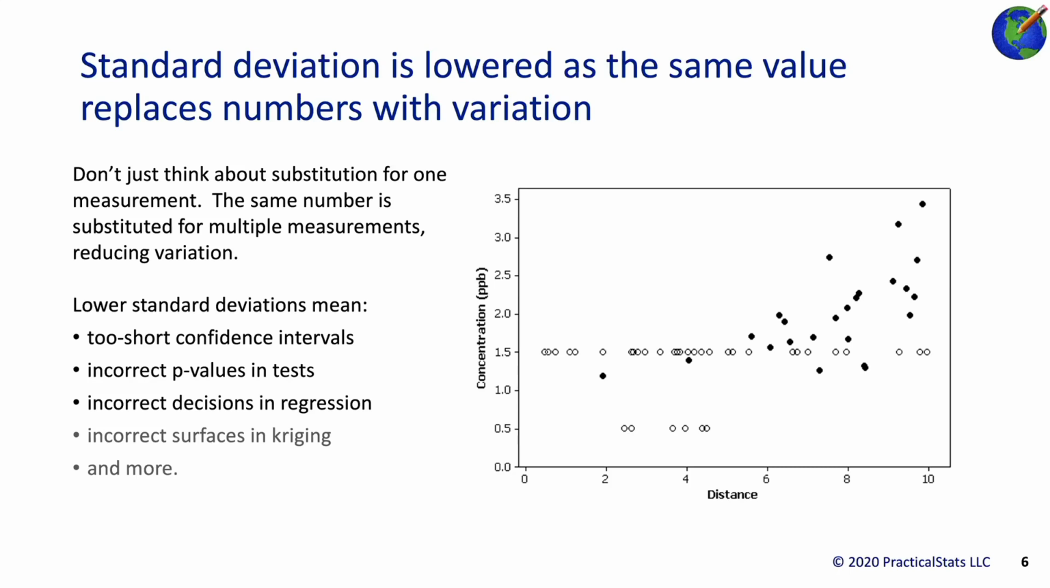And that does a couple of things. First, it primarily lowers the variation in the data because you've just put in a bunch of numbers that are all exactly the same. And so it generally lowers standard deviations. And what that does is it gives you confidence intervals that are too short. It gives you p-values in tests that are not correct. It gives you incorrect decisions in regression as to which x variables ought to come into the model and which should stay out. It gives you some incorrect ways of computing a surface in Kriging because it messes up the variation. It messes up the variogram and more.